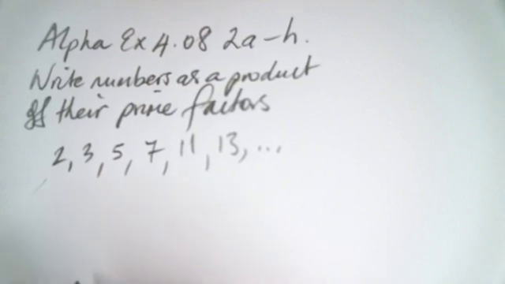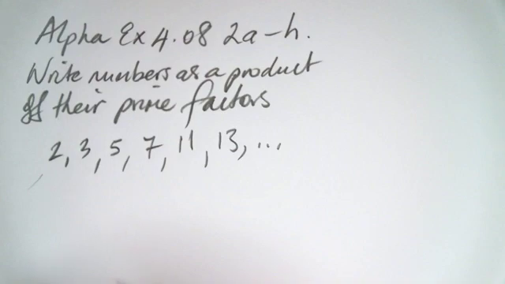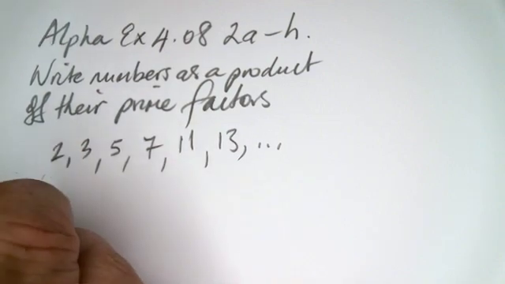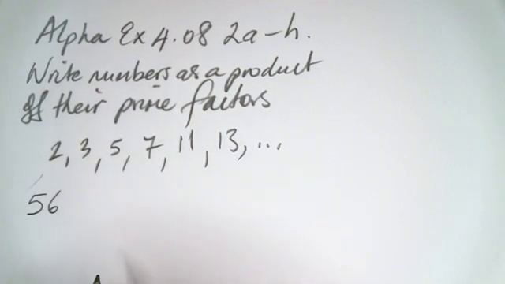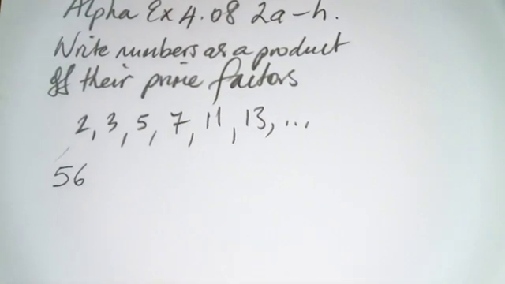Okay, let's take a look at alpha exercise 4.08, 2a through to h. I won't do all of them, but we'll take a look and see how they play out. The first one is 56. So we're writing these as a product of their prime factors. First thing I'm going to do is create a factor tree out of 56. So let's begin there.